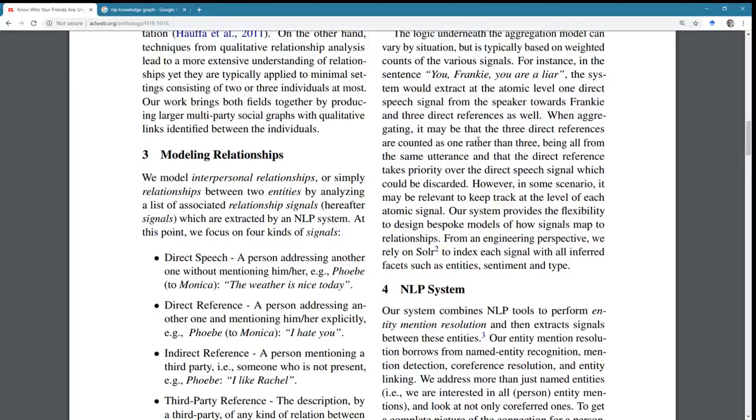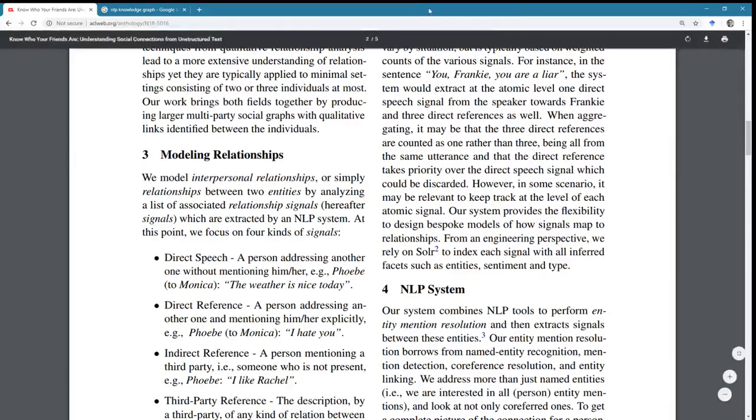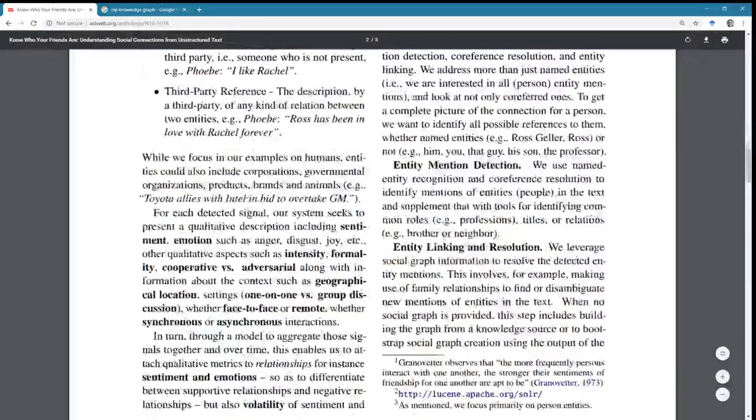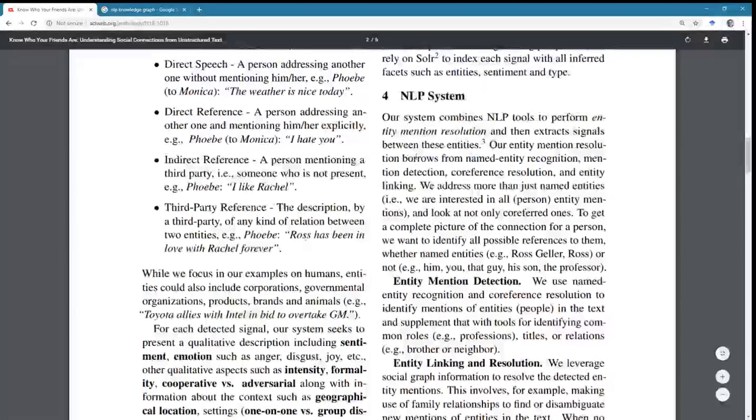However, in some scenario, it may be relevant to keep track at the level of each atomic signal. Our system provides the flexibility to design bespoke models of how signals map to relationships. Okay, so they're saying their system is flexible, and you can choose the level of your granularity. From an engineering perspective, we rely on Solr to index each signal with all inferred facets such as entity, sentiment, and type. Okay, so every reference word is going to be tagged for each of these features: sentiment, intensity, emotion, formality, blah, blah, blah.